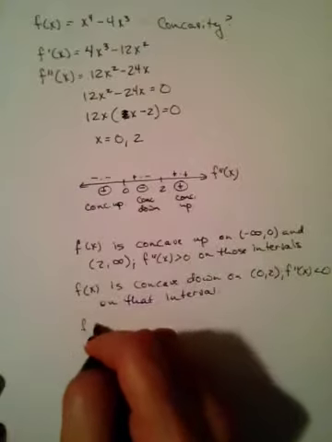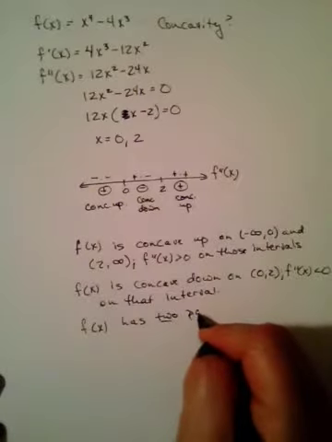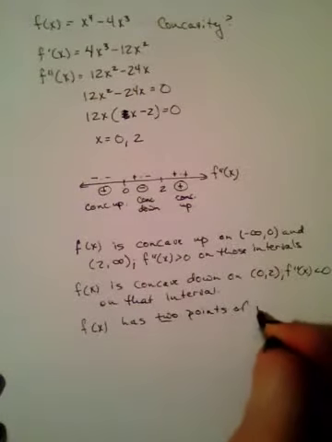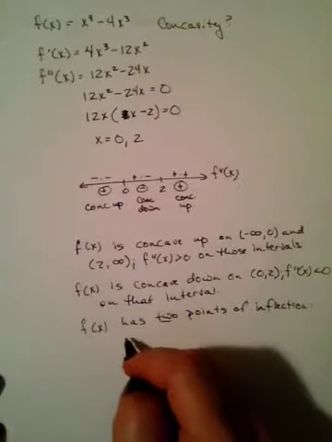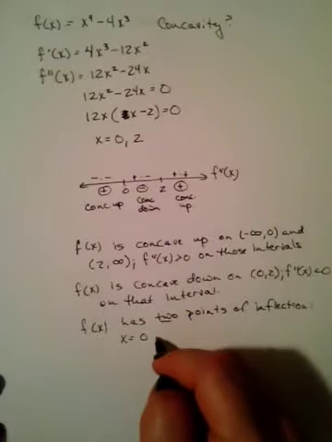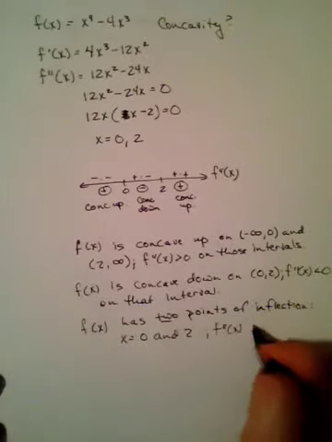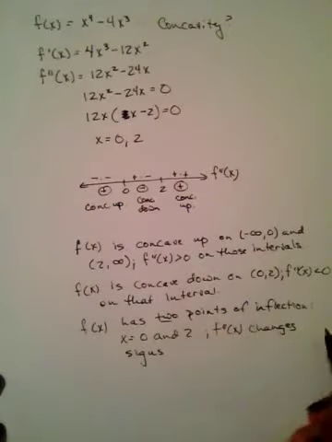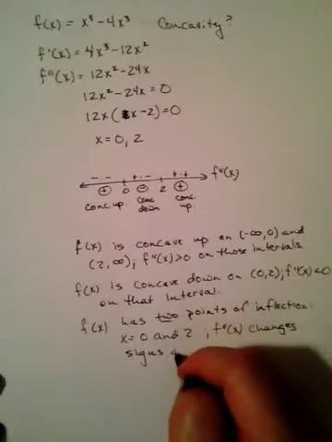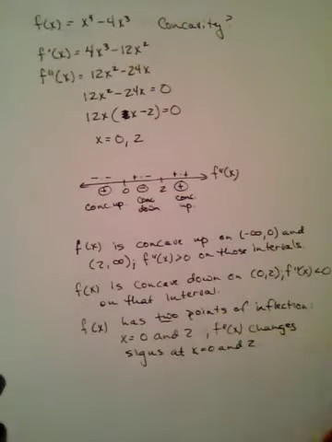I know that because f double prime of x is less than 0 on that interval. I also know that f of x has 2 points of inflection. They are at x equals 0 and 2, and I know that because f double prime of x changes signs. It doesn't matter if it changes from positive to negative or negative to positive, but it changes signs at x equals 0 and 2, which means your concavity changes, which means they are points of inflection. So that is that problem finished.